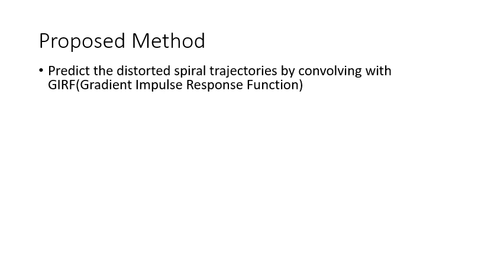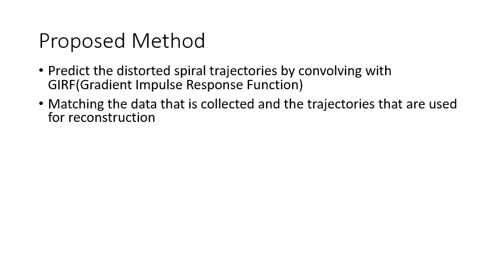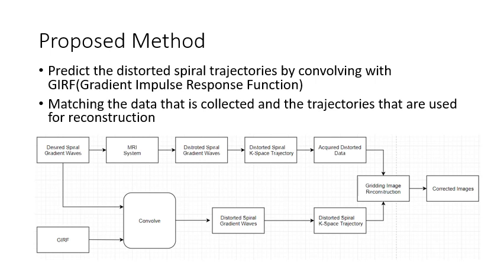To solve this problem, there is a proposed method. That is, we can predict the distorted trajectory by convolving gradient waveforms with GIRF, which is the gradient impulse response function. With the distorted trajectories, we can match the distorted trajectories and acquired data in reconstruction, and we can improve the image quality. Here is the basic workflow that shows the idea of the proposed method.